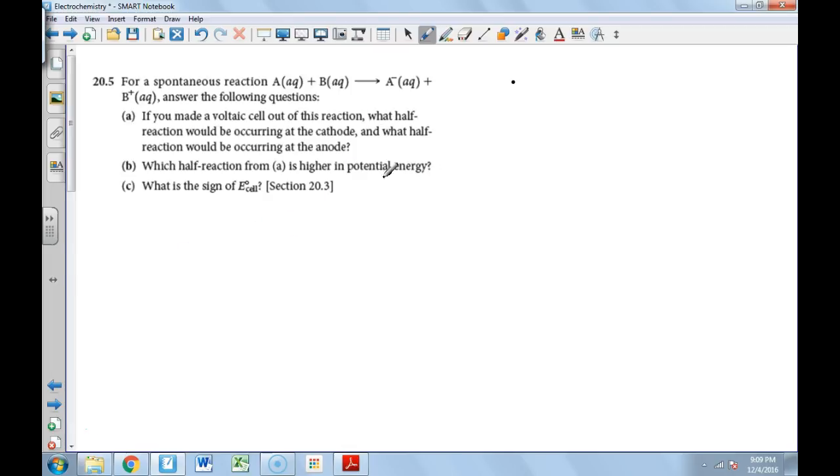Okay, so it says if you made a voltaic cell out of this thing, which one would be happening at the cathode, which one would be happening at the anode. Okay, so we don't have much information here. Let's erase some of this stuff. And so the idea is that for part A, we don't know, but we can definitely figure it out. Okay, A is reacting to form A minus, and then B is reacting to form B plus.